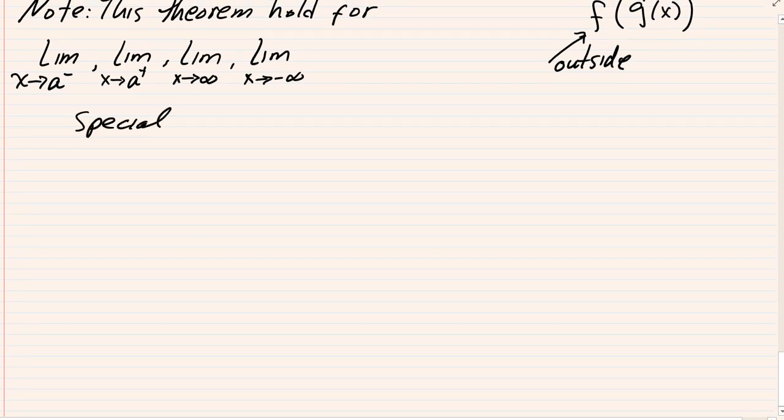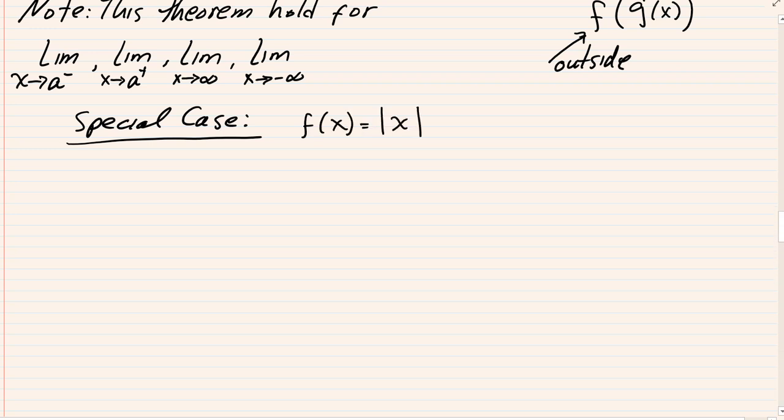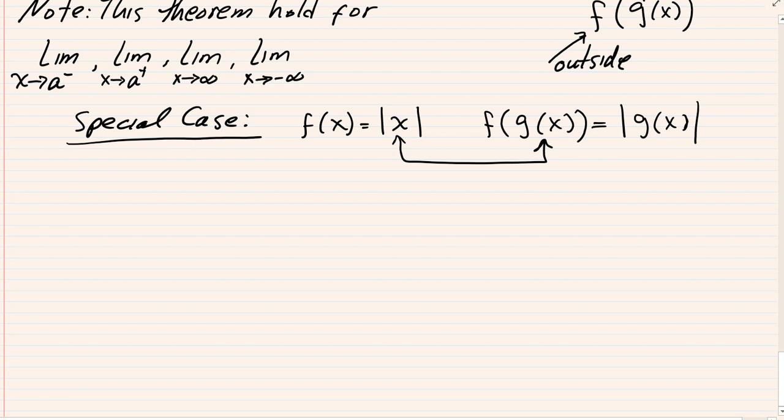A special case of this composition. This is interesting and useful. Okay, so let's say f of x is the absolute value of x, and if we write f of g of x this way, then this is going to be the absolute value of g of x, right? Because acting as an x is g of x. So f of x, again, instead of x here, we have g of x.